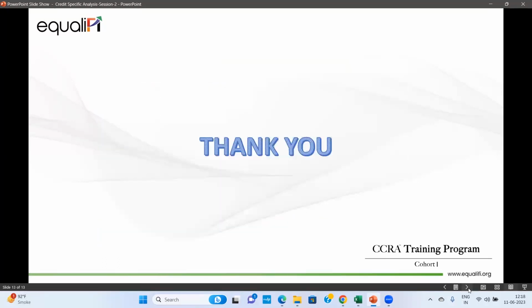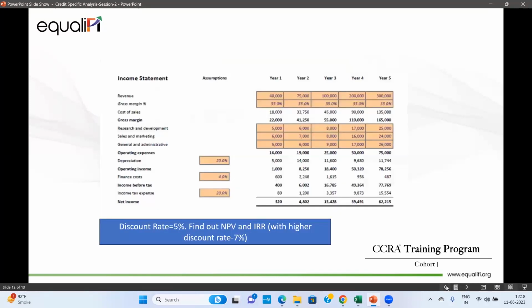Okay, guys, this is a quick activity. You can see the figures. Quickly calculate NPV and IRR. I have given different discounting rates. So find out the cash flows and find out the NPV and IRR. 10 minutes time. Quickly do it.